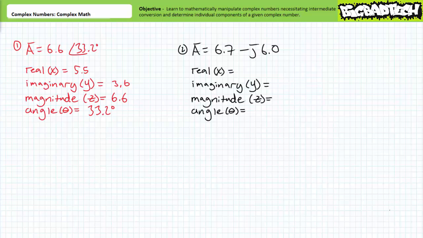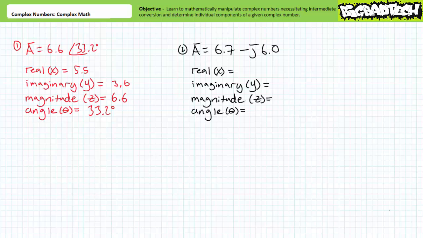If you're tracking, you should have obtained the following results. For our first example problem, expressed in polar format as 6.6 at an angle of 33.2 degrees, the real component is 5.5. Conversion is necessary because we're being asked to find a rectangular element of a complex number being expressed in polar. The imaginary component is 3.6.